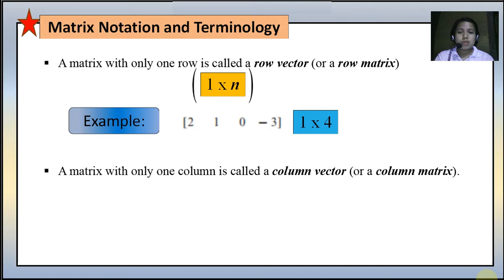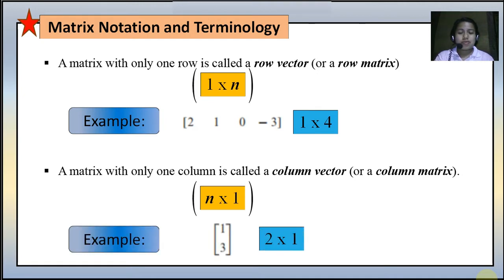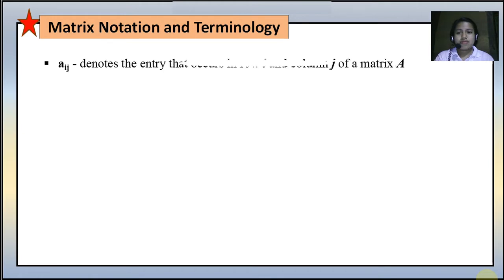Now, a matrix with only 1 column is a column vector or a column matrix. So it is in the form n by 1. So n here is the number of rows and we have 1 which is constant, the number of columns. For the example, we have a 2 by 1 matrix. There are 2 rows and only 1 column. Then we have A sub ij. It denotes the entry that occurs in row i and column j of a matrix A. So i here denotes the row and j denotes the column.